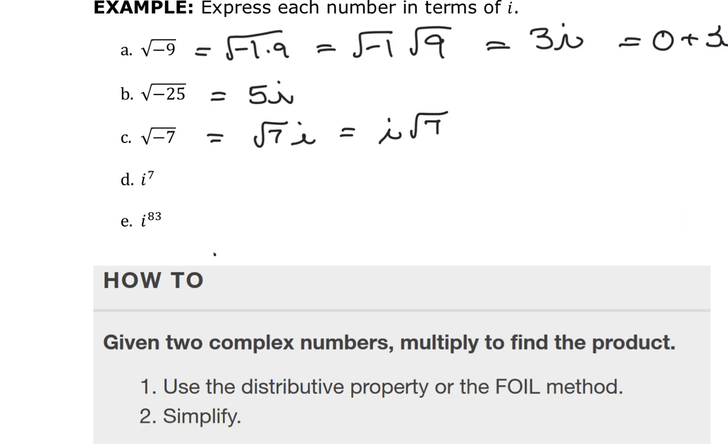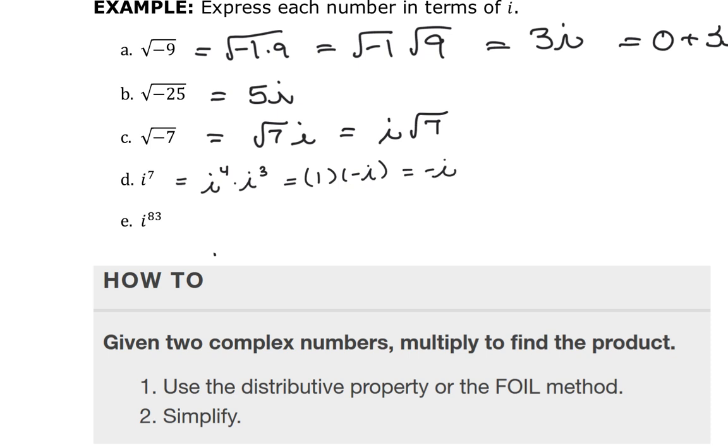Okay, so I'm going to write i to the 7th using the closest multiple of 4 without going over. So that would be i to the 4th multiplied by i to the 3rd. Well, i to the 4th is just 1, and i to the 3rd is negative i. So my answer is just negative i.